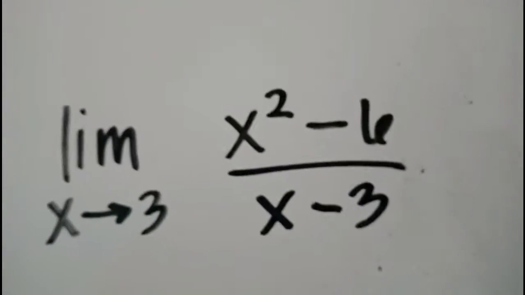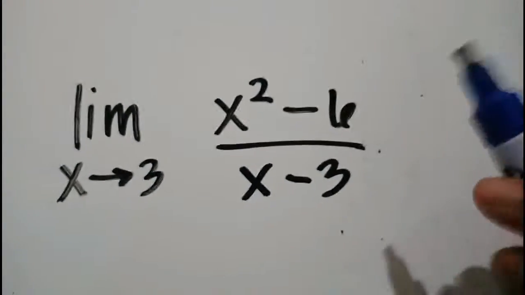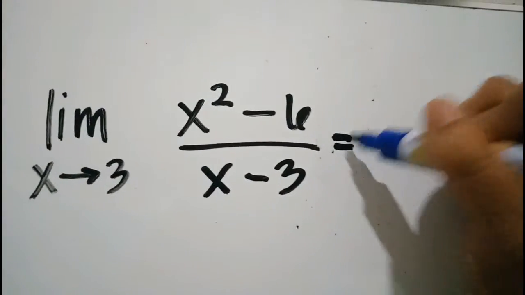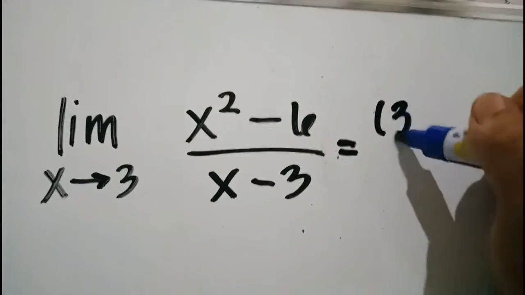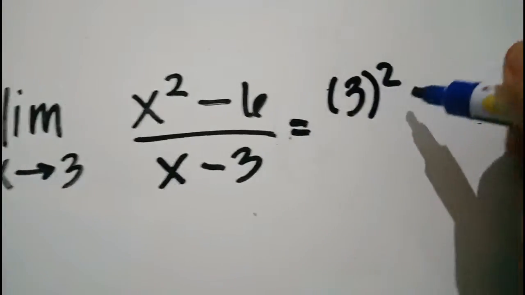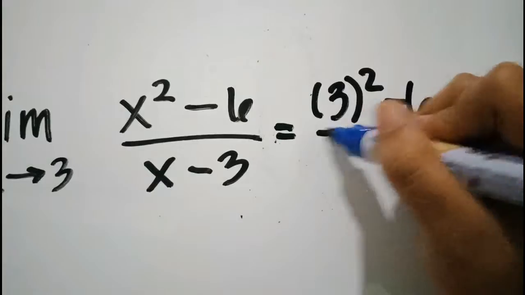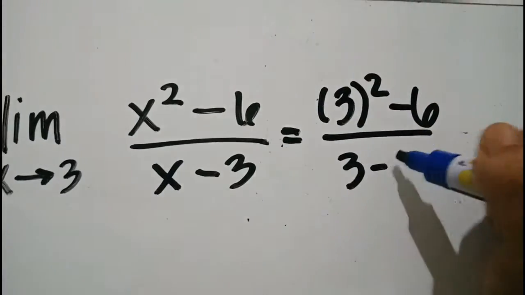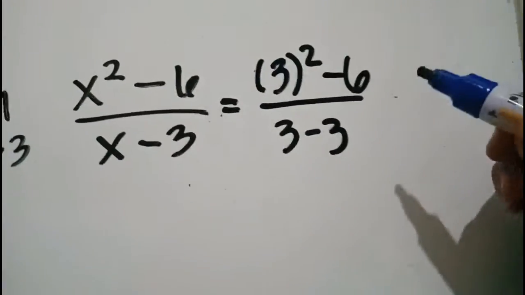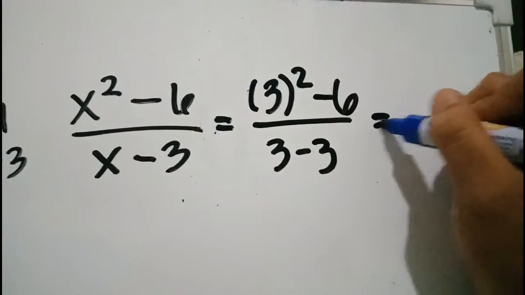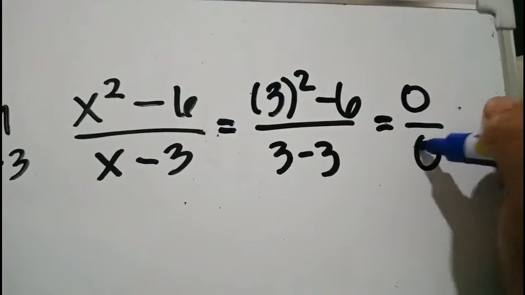Okay, but what if we get an answer 0 over 0? So let's consider this example. First, substitute, right? Minus 6 over 3 minus 3. So obviously, we're going to get 0 over 0.